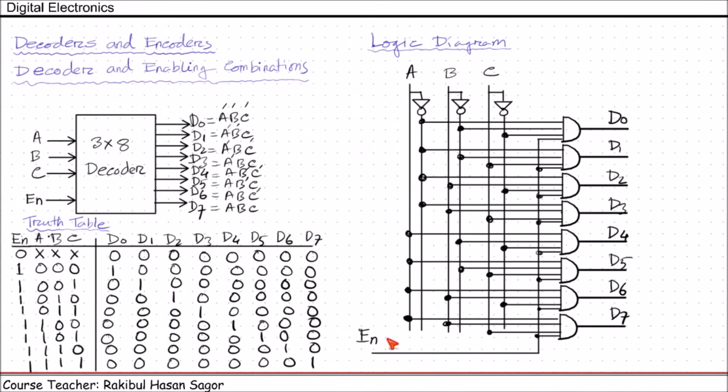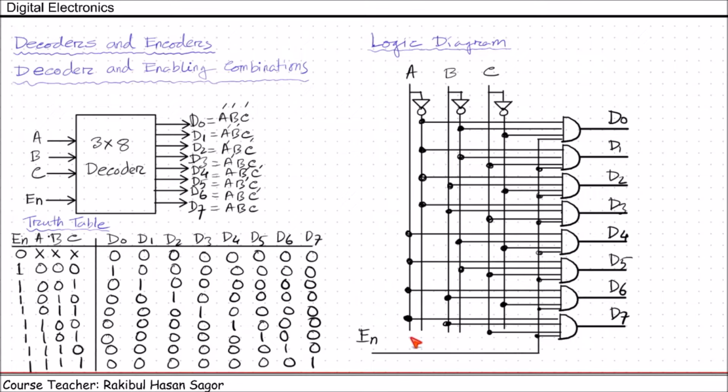But if enable equals 1, that means this line will be providing high input to this AND gate. Then the output will be decided by the input combinations of A, B, C. If A, B, C equals 0 0 0, then D0 will be 1, others will be 0. If A, B, C equals 1 1 1, then D7 will be 1, others will be 0. In this way it will work as per the condition given in this truth table. So this is very easily implemented. This is the 3 into 8 decoder with enable pin.